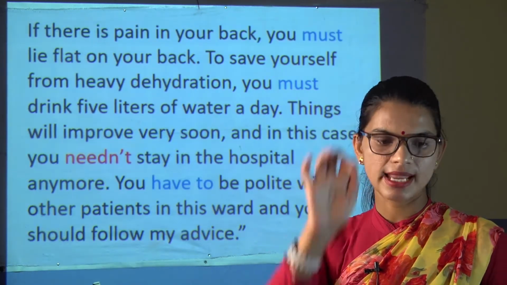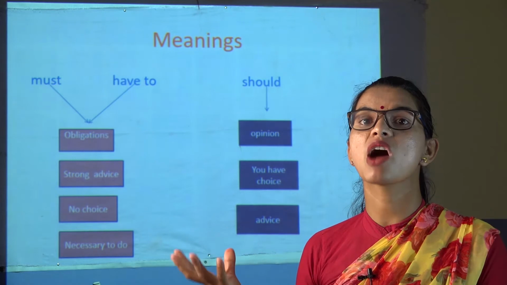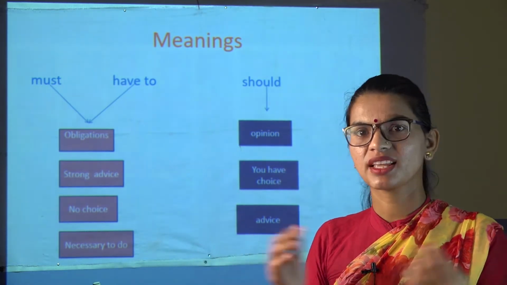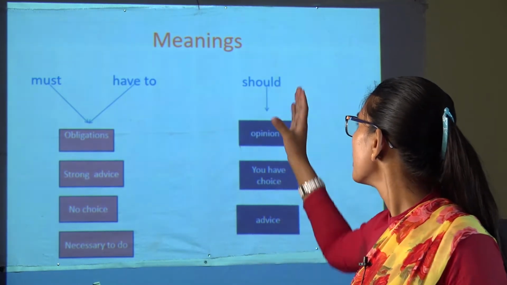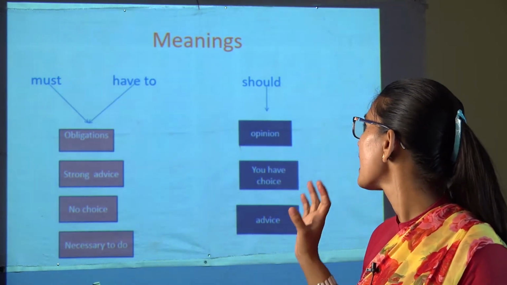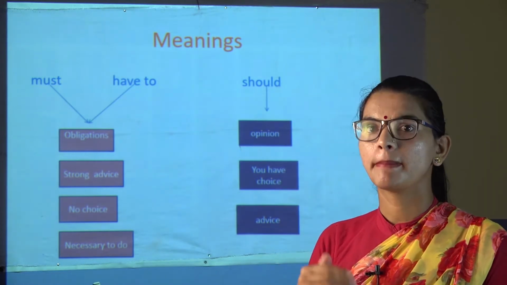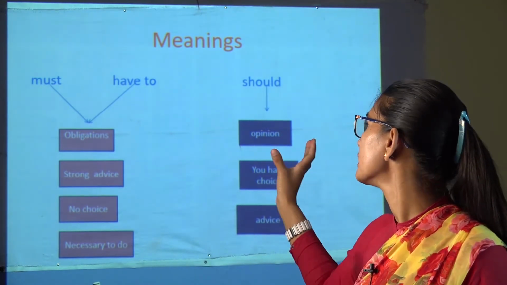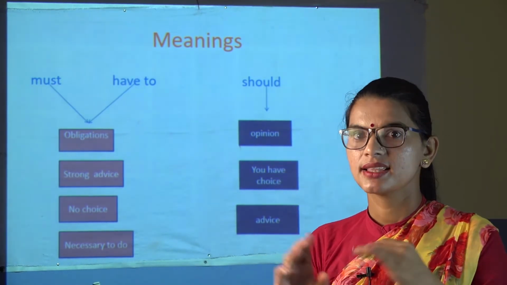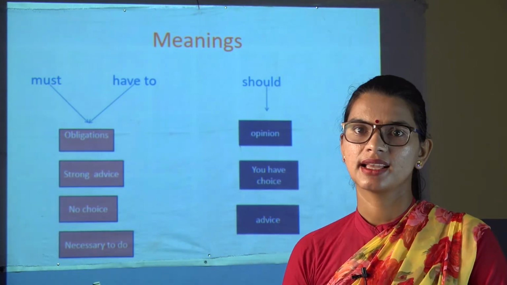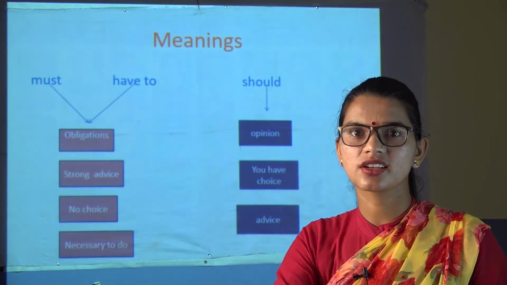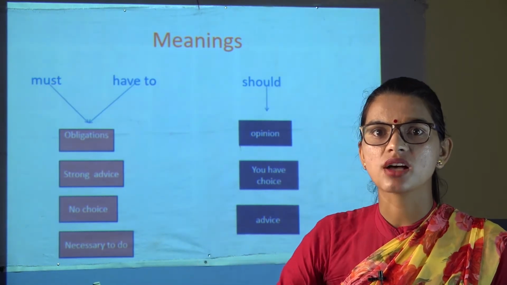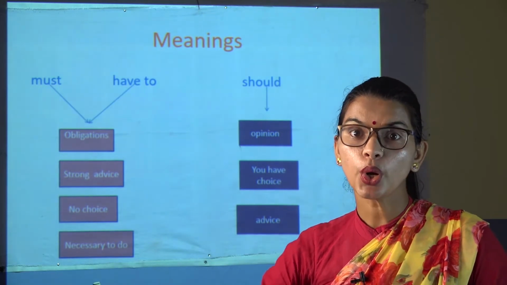Okay. Now let's again talk more about the meanings and use of must, have to, and should. Now look at here. What do they tell us? The meaning of must and have to. I already told you, but now I am going to revise. The must or have to gives us obligation. There is strong advice. The doctor said to the patient, you must stay at your home.